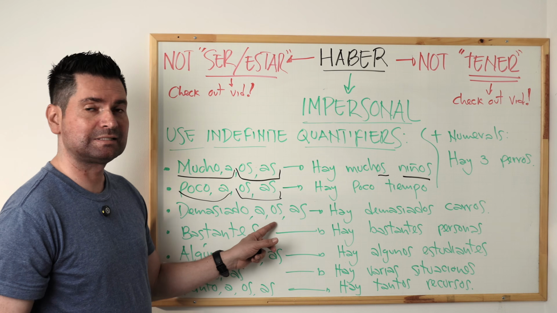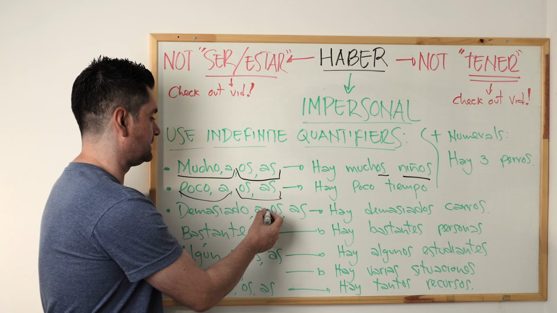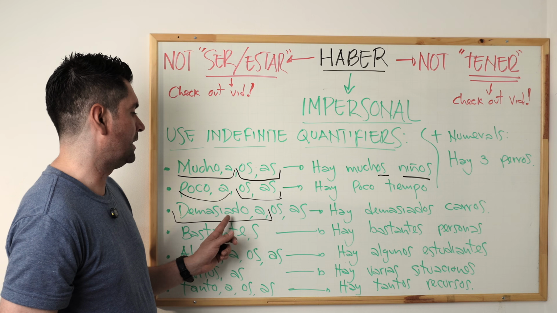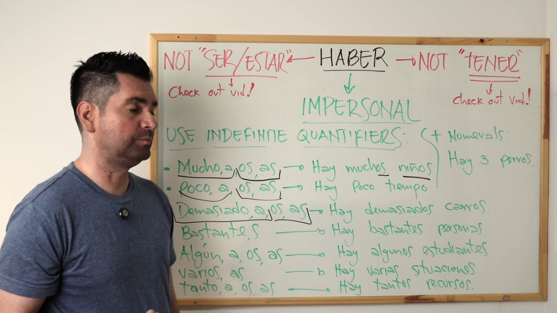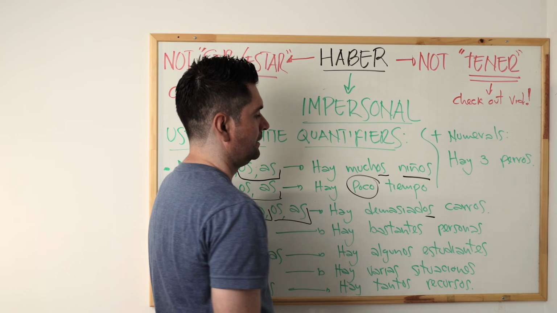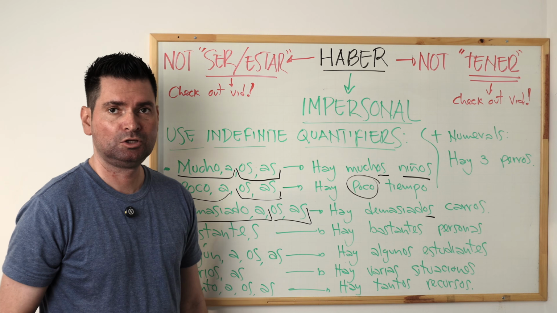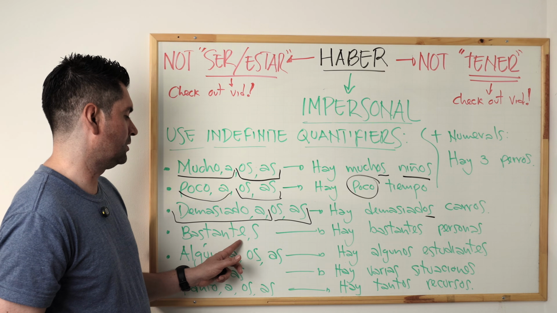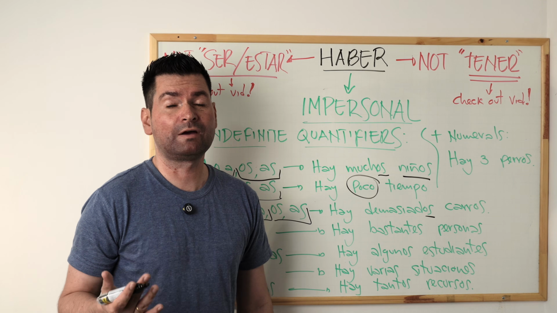Demasiado, demasiada, demasiados, demasiadas. Too much or too many. Demasiado, demasiada is uncountable, singular. Too much. Demasiados, demasiadas are countable, so it's too many. Hay demasiados carros. There are too many cars. Bastante, bastantes. Quite a lot or quite a few. Singular, uncountable. Plural, countable. Hay bastantes personas. There are quite a few people.